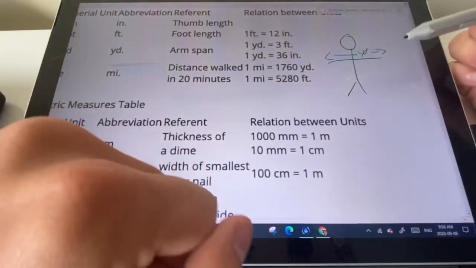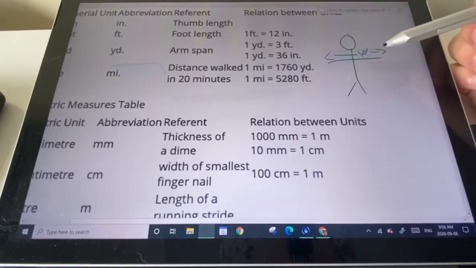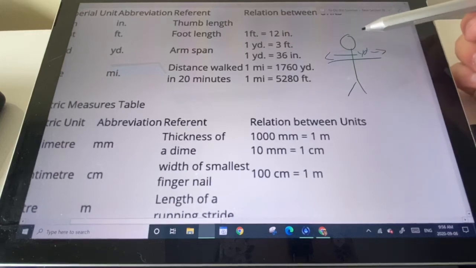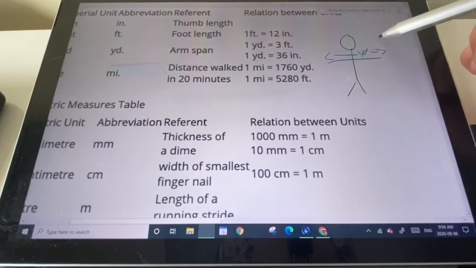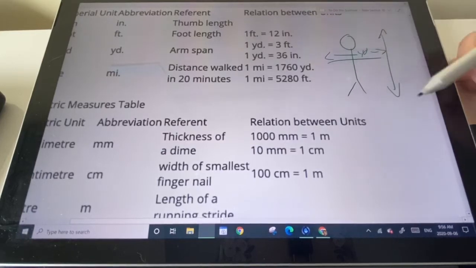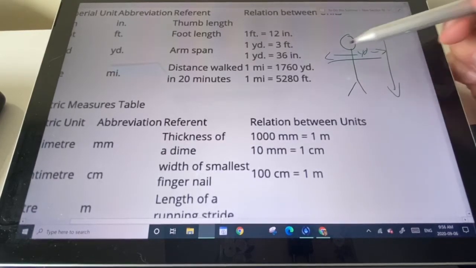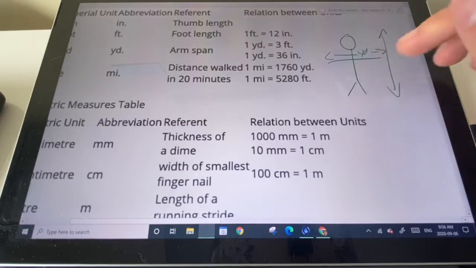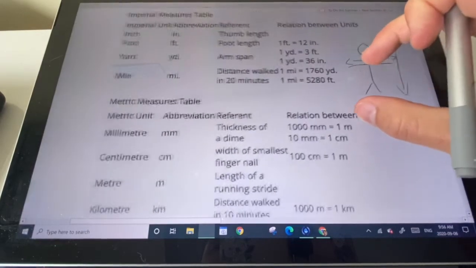For me, I actually have extremely long arms compared to the height of my body. Your arm span is supposed to be about as tall as you are, so this way is supposed to equal this way. For me, as I said, I'm about 5'10". My wingspan is roughly 6'1". So I kind of have monkey arms.